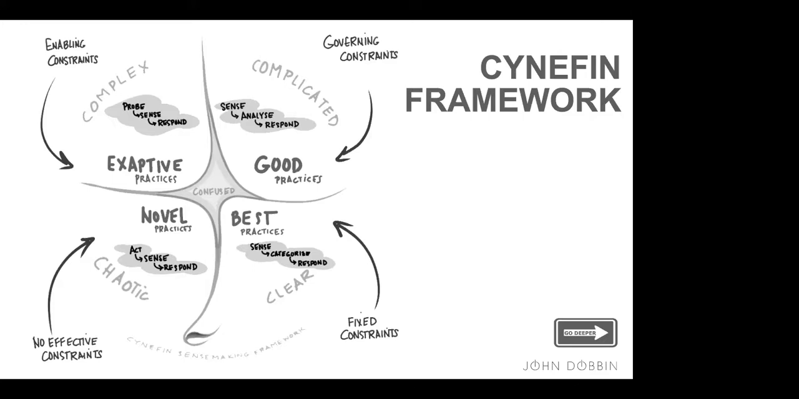Okay. So in the top right is the complicated domain. It is still an ordered system, but it has lots of moving parts. So, for example, if we wanted to deploy single sign-on across the organization.